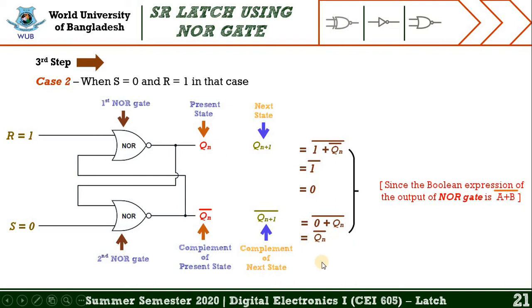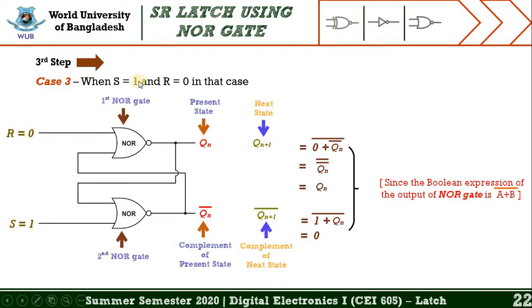So let's move into the next case, which is S equals 1 and R equals 0. And we would like to explore that case, what we will get in the required output section. So let's move into the next slide.